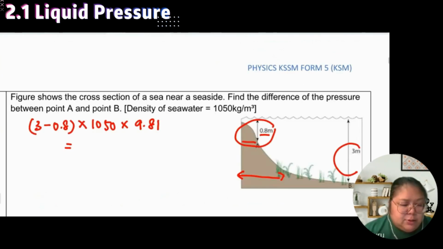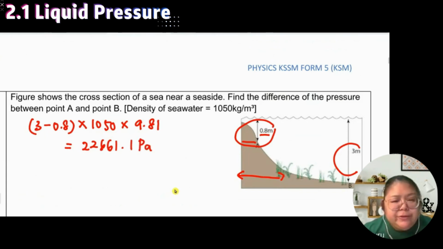Okay, so we go to us. Type in the chat room what is the final answer. Okay, 22661.1 Pascal. Okay, so this one is the difference.